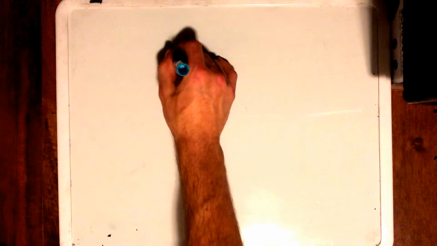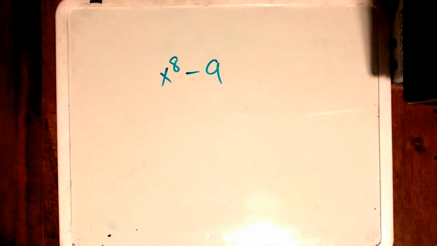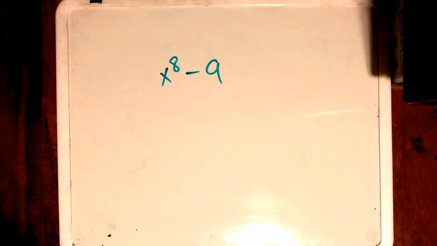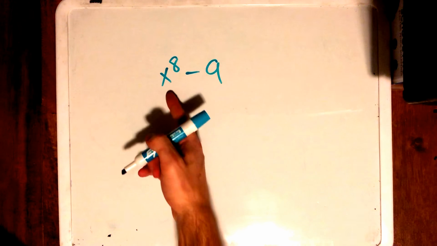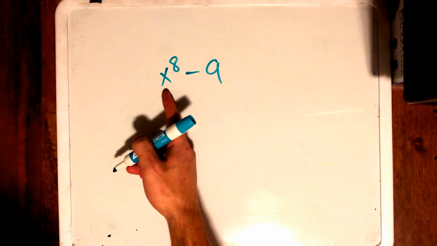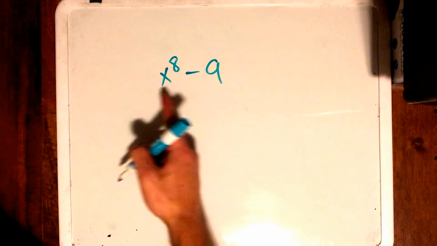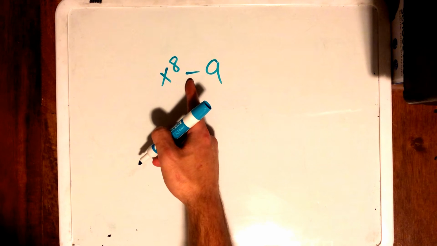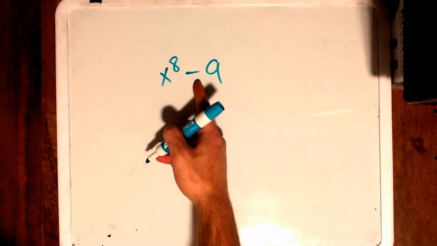Let's do x to the 8th minus 9. How would we difference of squares this? Well, like I said in our last video, both of our terms need to be perfect squares. In this case they are. They're separated by a subtraction sign. I know that we're ready to go for this difference of squares.